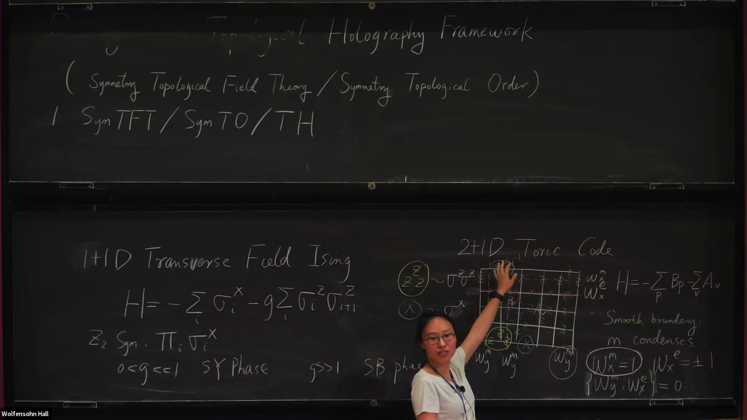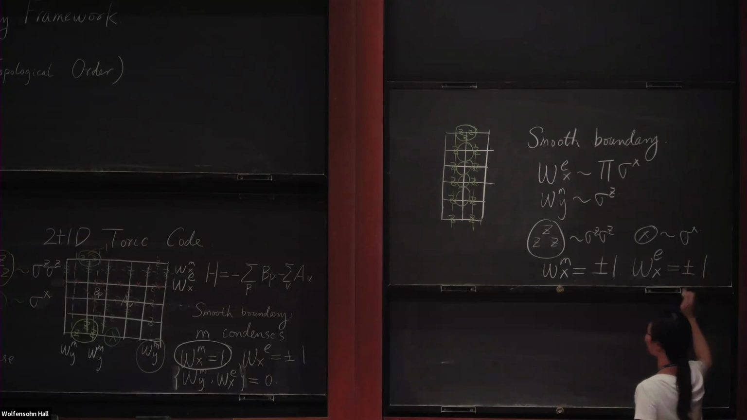We need to have a defect on the top boundary. But other than that, we see that the flux sector and the charge sector actually have a very large similarity between them. They're just labeled by the ±1 eigenvalue of the horizontal string operator.